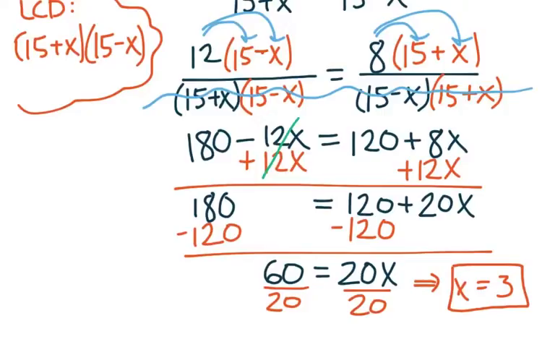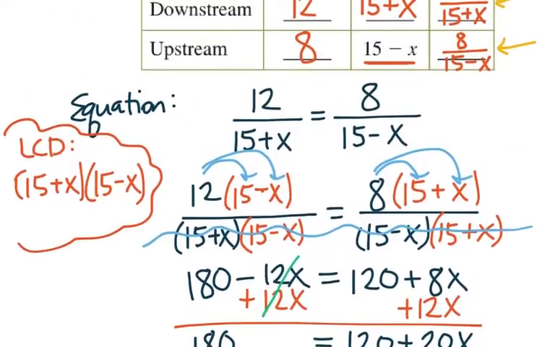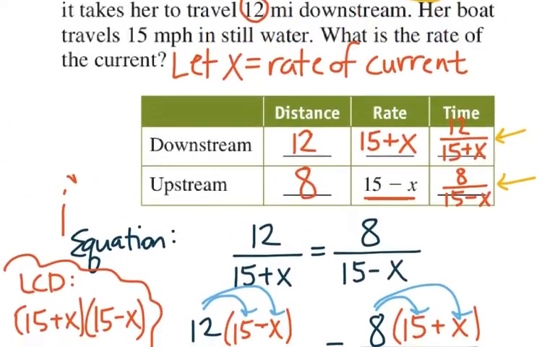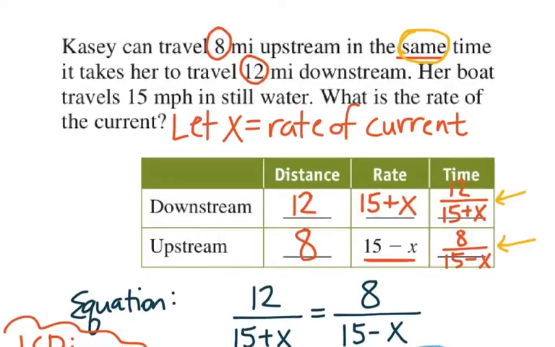Now we better make sure our answer makes sense in the context. So kind of going back to some of our earlier stages, we were letting x stand for the rate of the current. So in this problem, we just found the x value is 3. Therefore, the rate of the current is 3 miles per hour. So our final solution to this problem would be the rate of the current is 3 miles per hour.